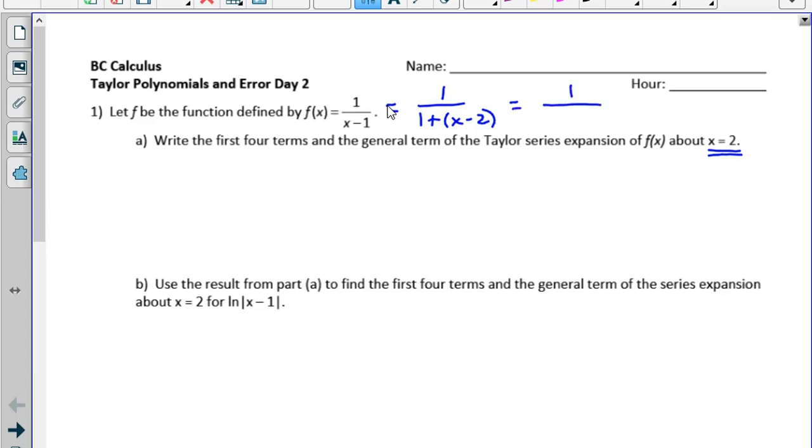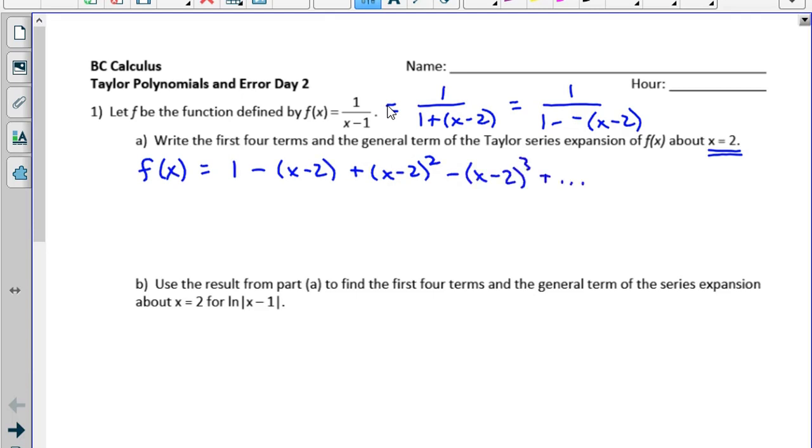So this is also equivalent to 1 over 1 minus negative x minus 2. So this is essentially a geometric series where a is 1 and r is negative x minus 2. So f of x is equal to 1 minus x minus 2 plus x minus 2 squared minus x minus 2 cubed. And then the general term is negative 1 to the n minus 1 times x minus 2 to the n minus 1, assuming that we're starting with n equals 1 here.